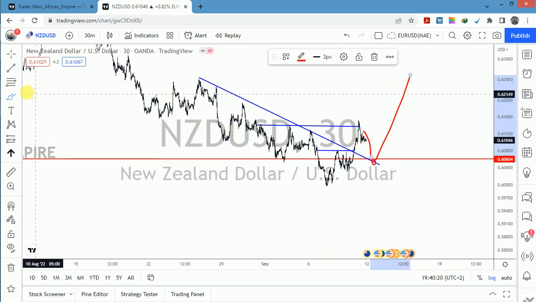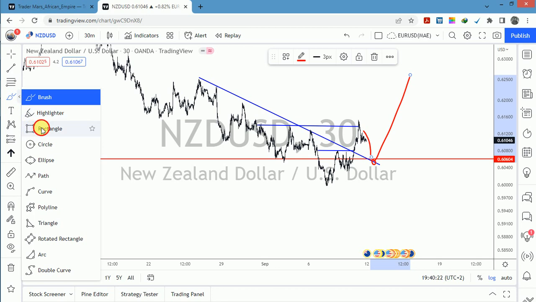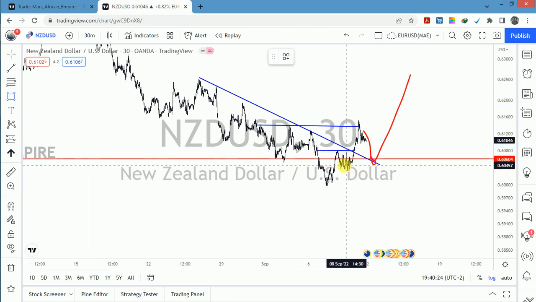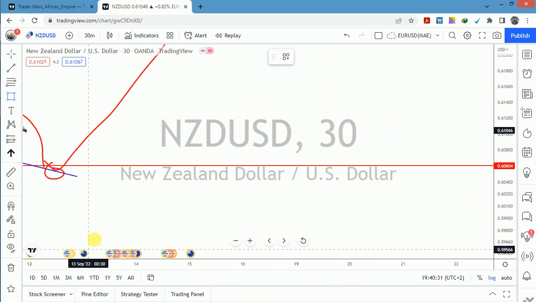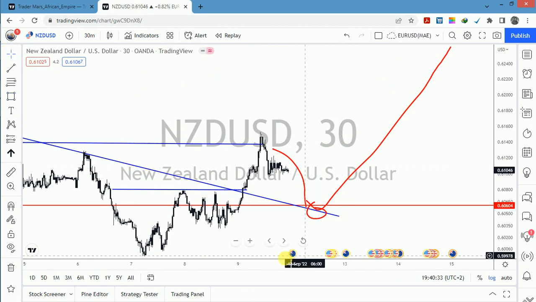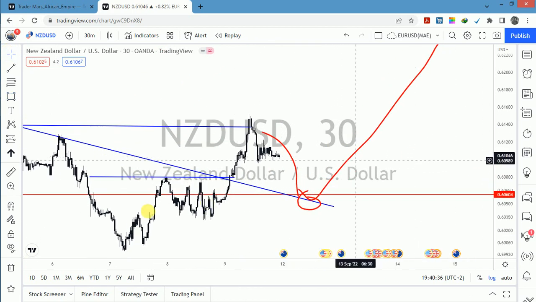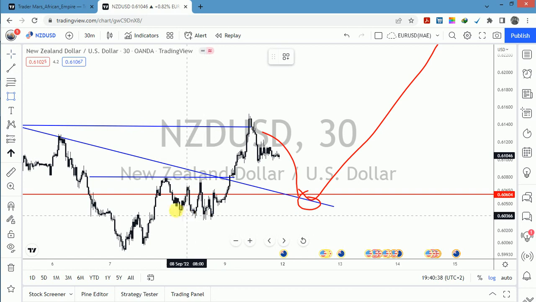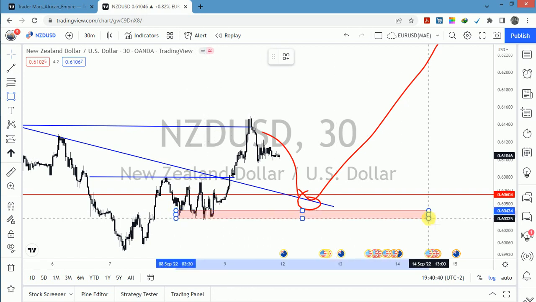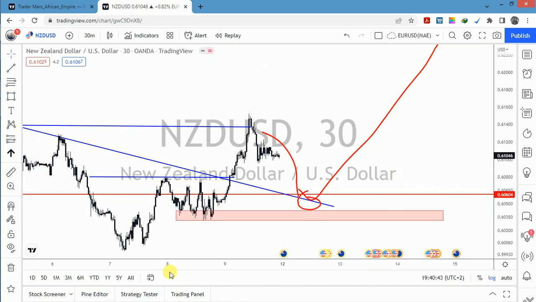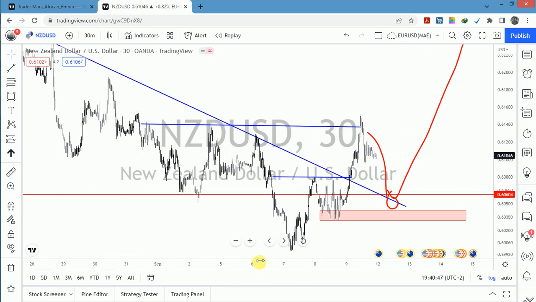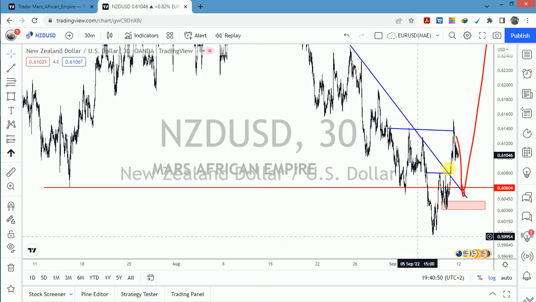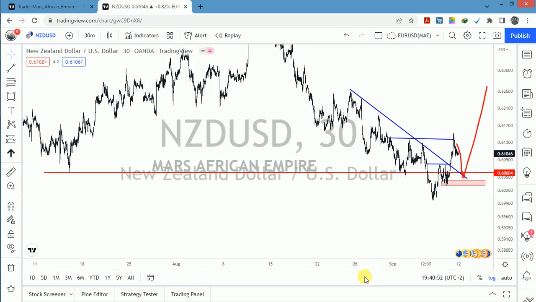So when you combine that with an order block, that means we are going to use, let me enlarge that a little bit. Yeah, we are going to use this zone here as our buying zone. We're going to use that zone there as our buying zone.